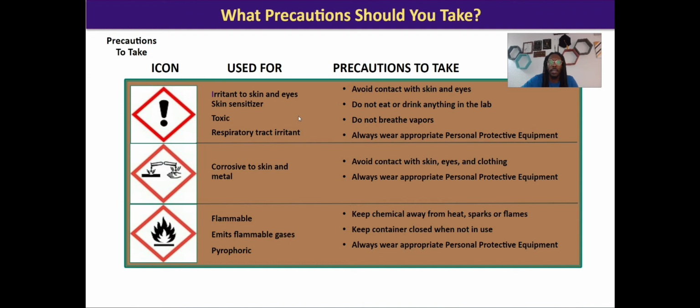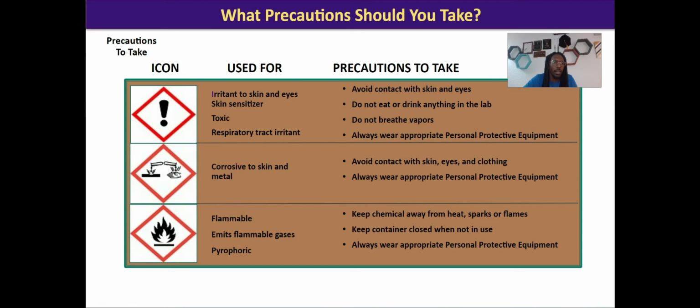So if you do see this icon, there's some precautions you need to take. One is you need to always make sure you're avoiding contact with your eyes and skin. And that's really for all chemicals, especially with the exclamation point. You're not going to eat or drink anything in the lab. You don't want to breathe in the vapors from this chemical. You want to have on your PPE. These steps really apply to all chemicals, but specifically with this one too.